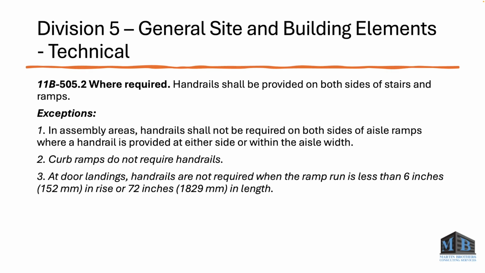11B 505.2, where required, handrails shall be provided on both sides of stairs and ramps. There's some exceptions. Assembly areas, handrails shall not be required on both sides of aisle ramps. We know that already. We kind of heard that earlier. Number 2, curb ramps do not require handrails. We knew that already. Number 3, at door landings, we knew that already. All right, keep it going.